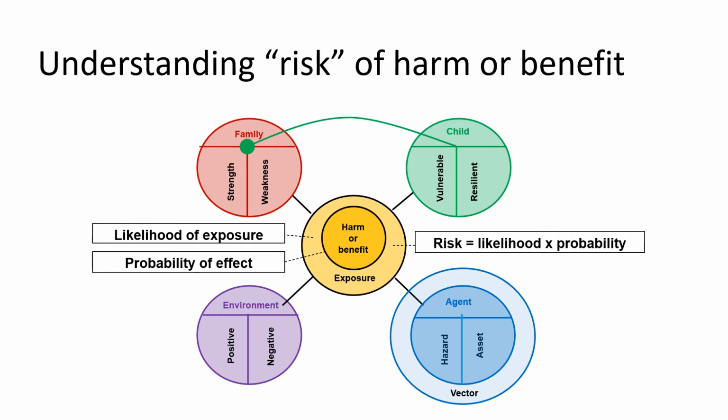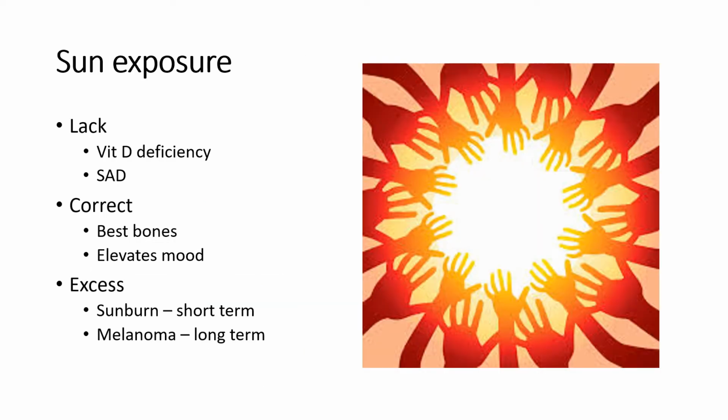Exposure to sunlight is an interesting example. Sunlight exposure can be both positive and negative. As we all know, lack of sun exposure leads to rickets and contributes to seasonal affective disorder. Moderate exposure to sunlight creates healthy bones and also elevates the mood. However, excess exposure can produce sunburn in the short term and risk of melanoma in the long term. Individual vulnerability will depend on skin pigmentation, duration and intensity of the exposure, and the use of sunscreens.